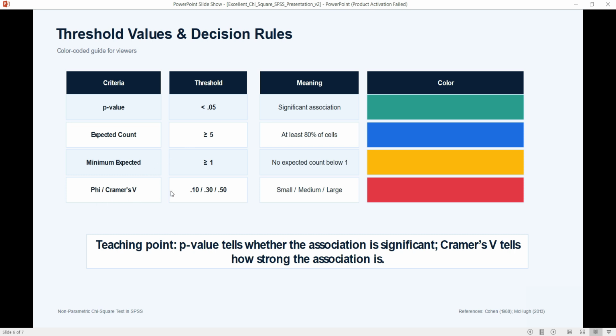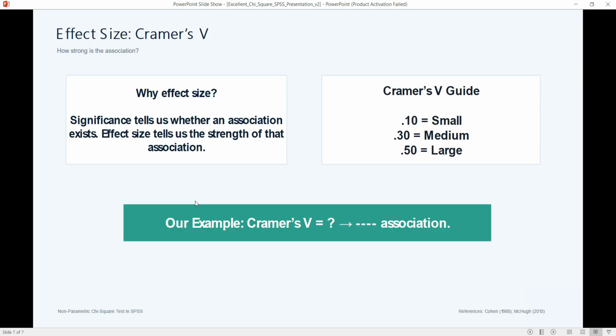And the Phi and Cramer's V rule shows that if the value of Phi and Cramer's V is 0.10, then there is a small association. If the value is 0.30, then there is a medium association. If the value is 0.50, then the association is large. So we will decide based on the value.